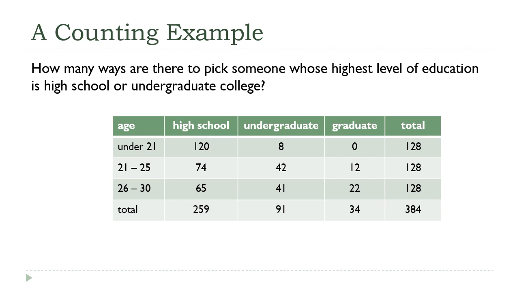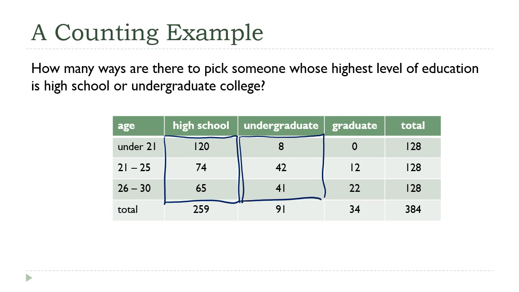So for example, how many people have high school as their highest level of education and were under 21? That would be 120. Okay, so my question here is, how many ways are there to pick someone whose highest level of education is high school or undergraduate college? So I'm making one choice here, right? I'm picking one person, and I have two groups of people that I can pick them from. I can pick them from this group, or I can pick them from this group.